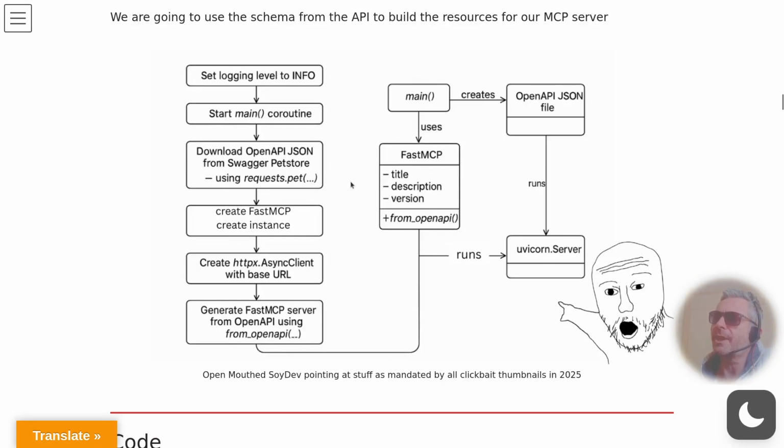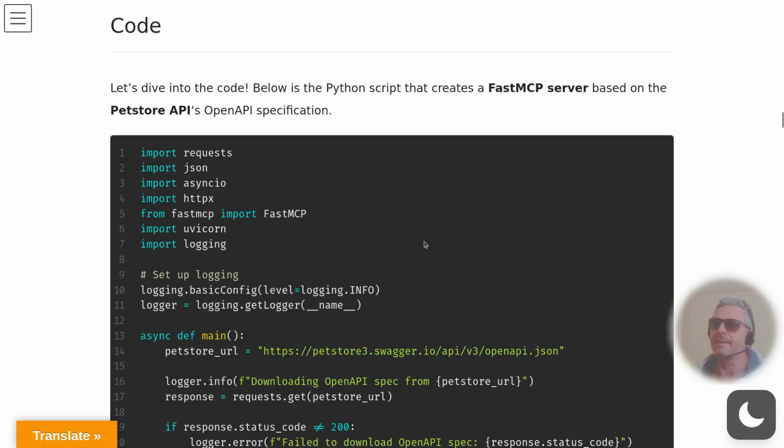Really what this is showing is that you've got a FastMCP server that's built by reading the JSON from the OpenAPI. We create the FastMCP instance, and then we generate the FastMCP server from OpenAPI. That's even the name of the function, from OpenAPI. We're going to get to the code in a second. So here we go, this is the start of it.